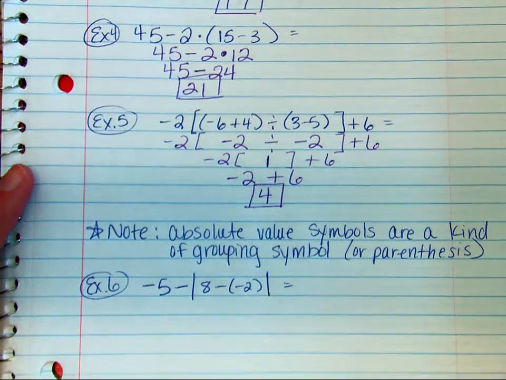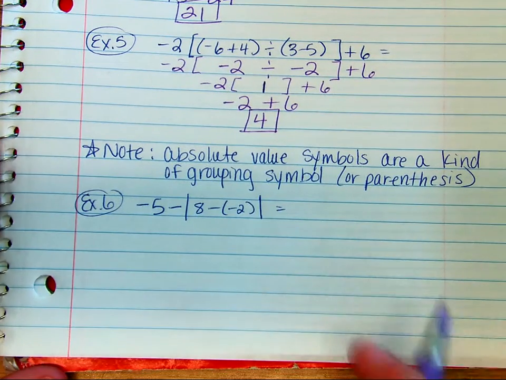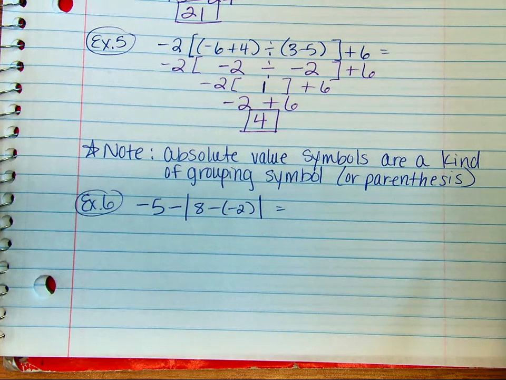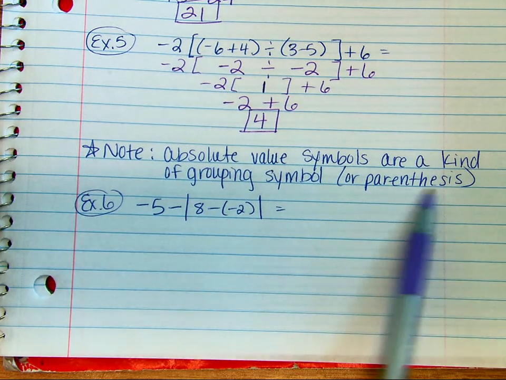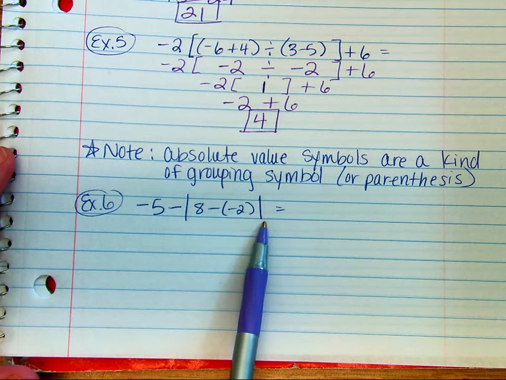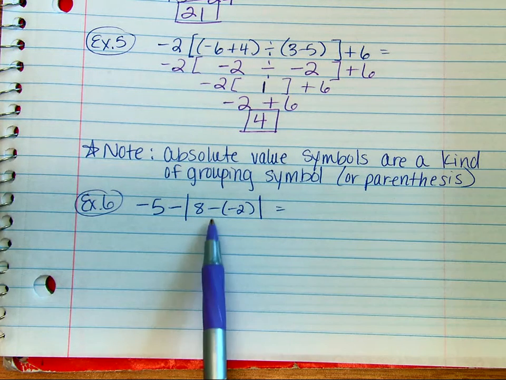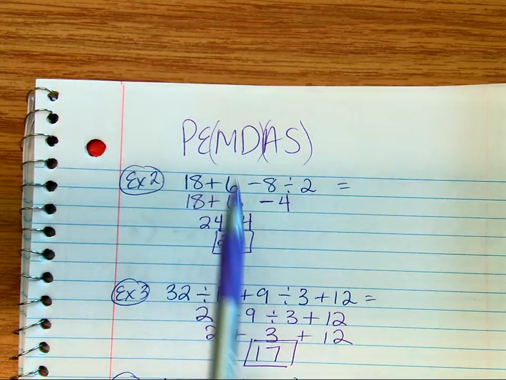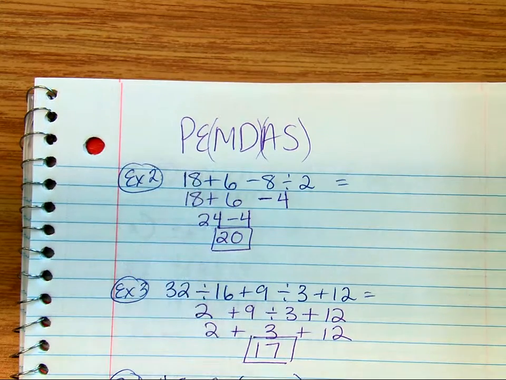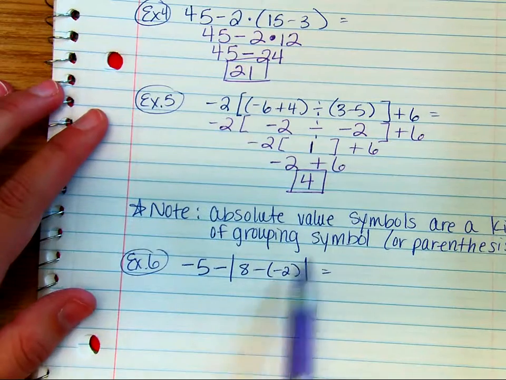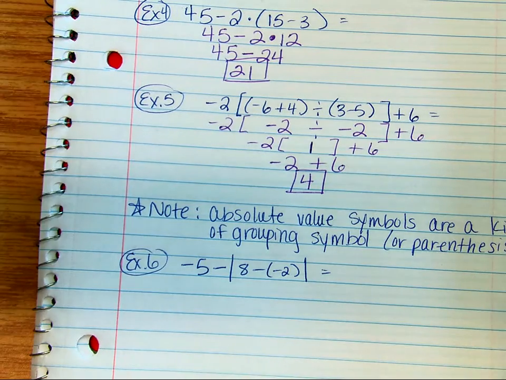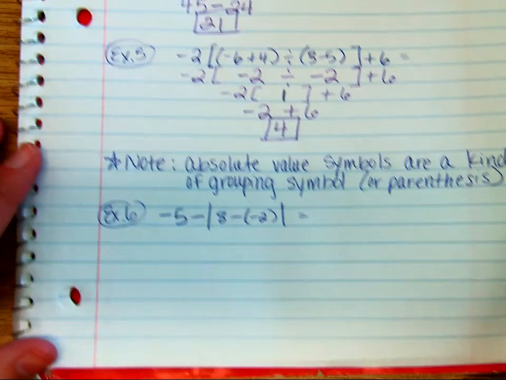Now something to note, absolute value symbols are also in the category of grouping symbols or parentheses. So if you have absolute value symbols in your problem, you're going to start with what's inside the absolute values first. Just like P comes first in PEMDAS, think of your absolute value symbols as parentheses. So do what's inside those first.